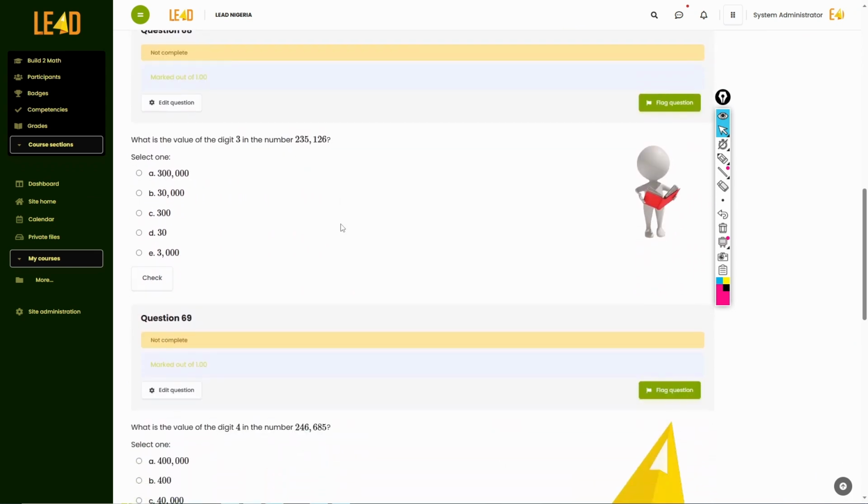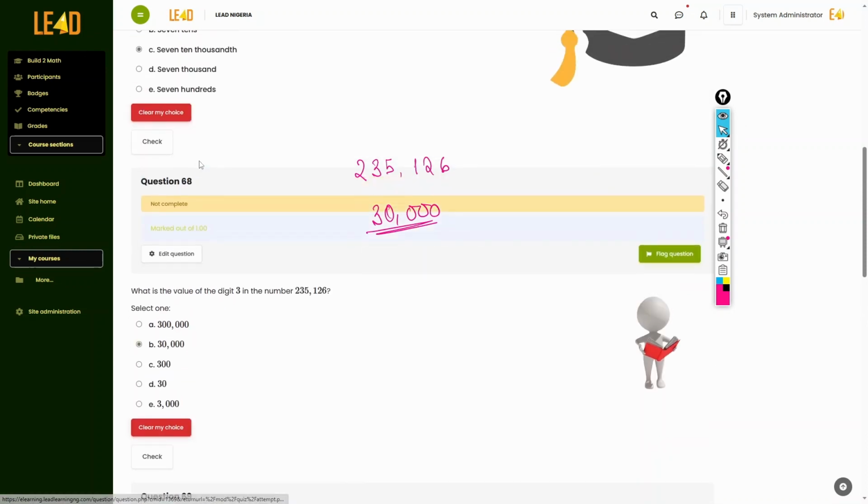Okay, 68. What's the value of digit 3 in that? So we said to find the value, you just make everything else 0. We have 235,126. If I want to find the value of 3, I turn everything else to 0, and I would have 30,000. That's B.